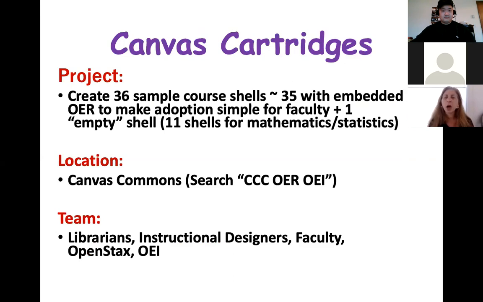But as we go on, these shells are all located in Canvas Commons, and 11 of them are for math and statistics. Searching for them, the 36 shells will pop up if you do CCC, OER, OEI. But if you also, oh, thanks, Kyra. Kyra, librarian, you rock, you rule. If you also add math, then you'll get the 11 math and statistics ones.